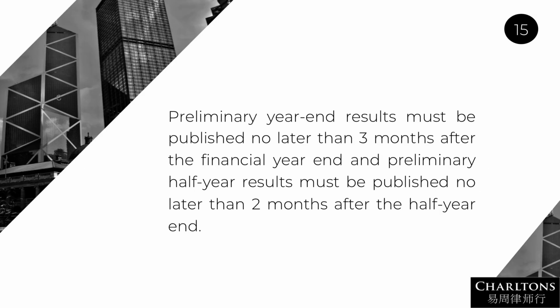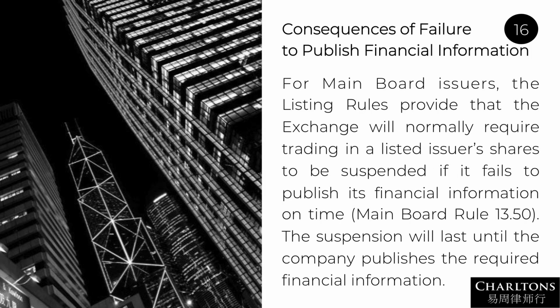Preliminary year-end results must be published no later than 3 months after the financial year end, and preliminary half-year results must be published no later than 2 months after the half-year end. 5. Consequences of failure to publish financial information. For main board issuers, the Listing Rules provide that the Exchange will normally require trading in a listed issuer's shares to be suspended if it fails to publish its financial information on time. Main Board Rule 13.50. The suspension will last until the company publishes the required financial information.